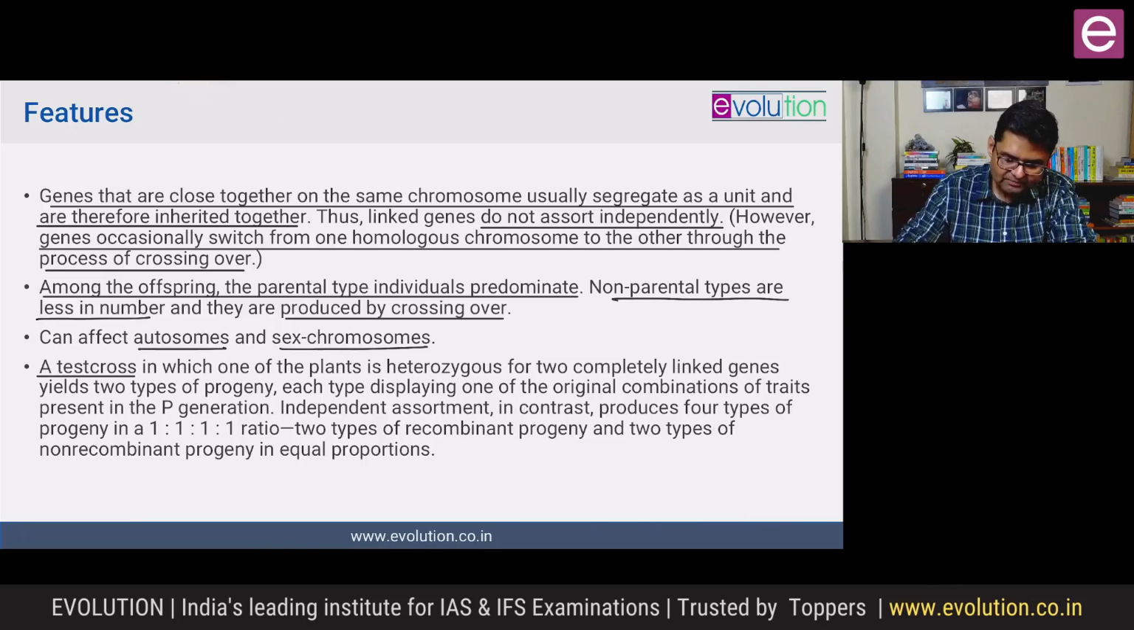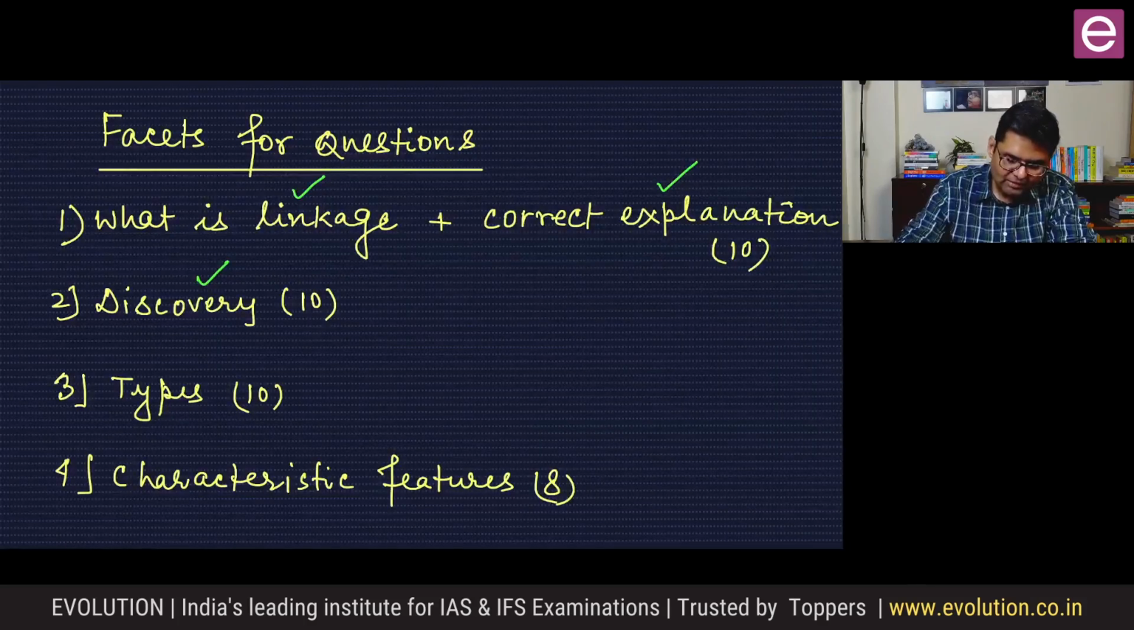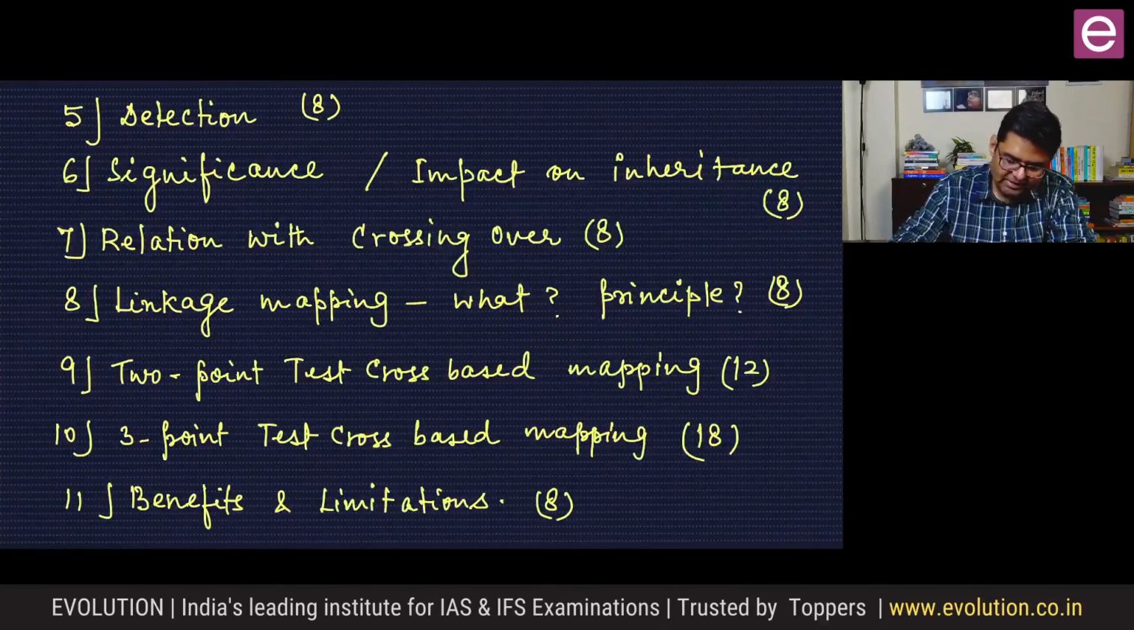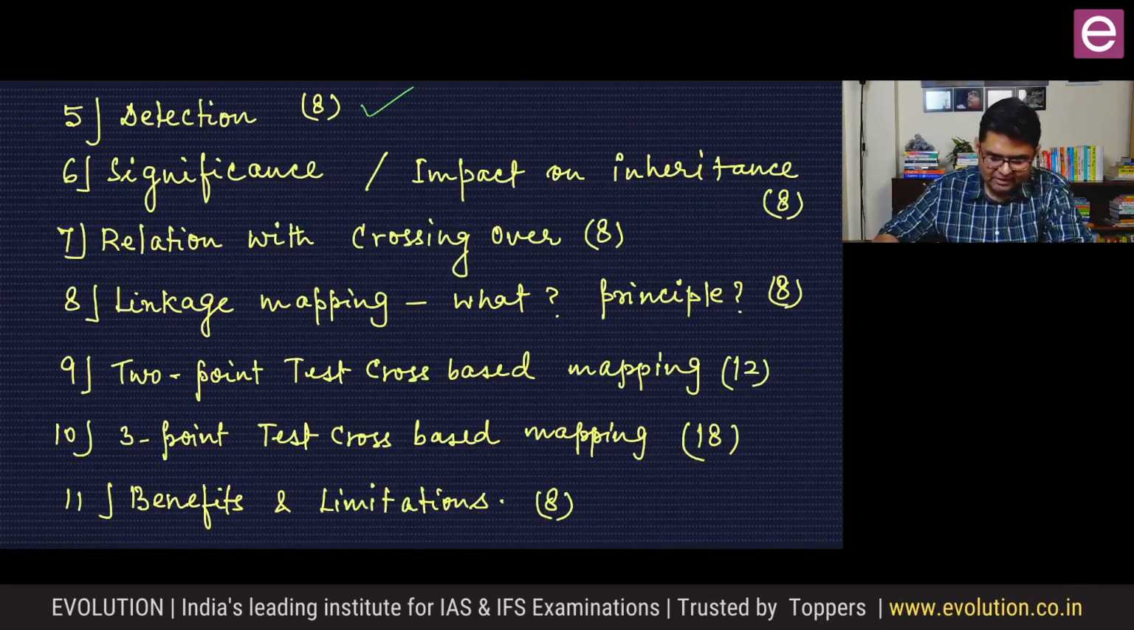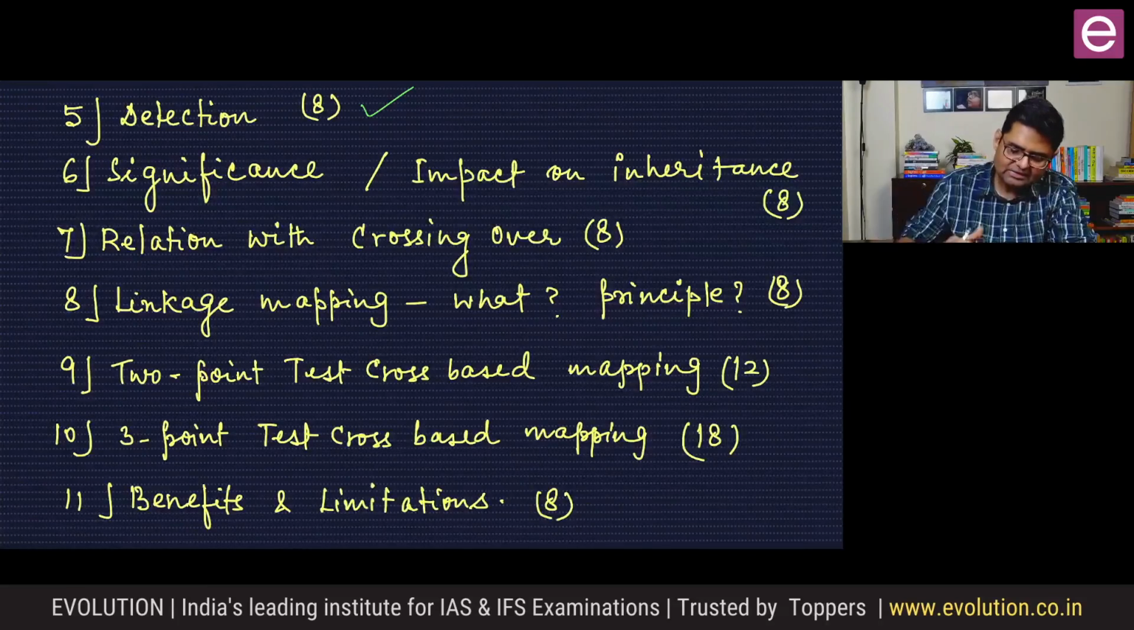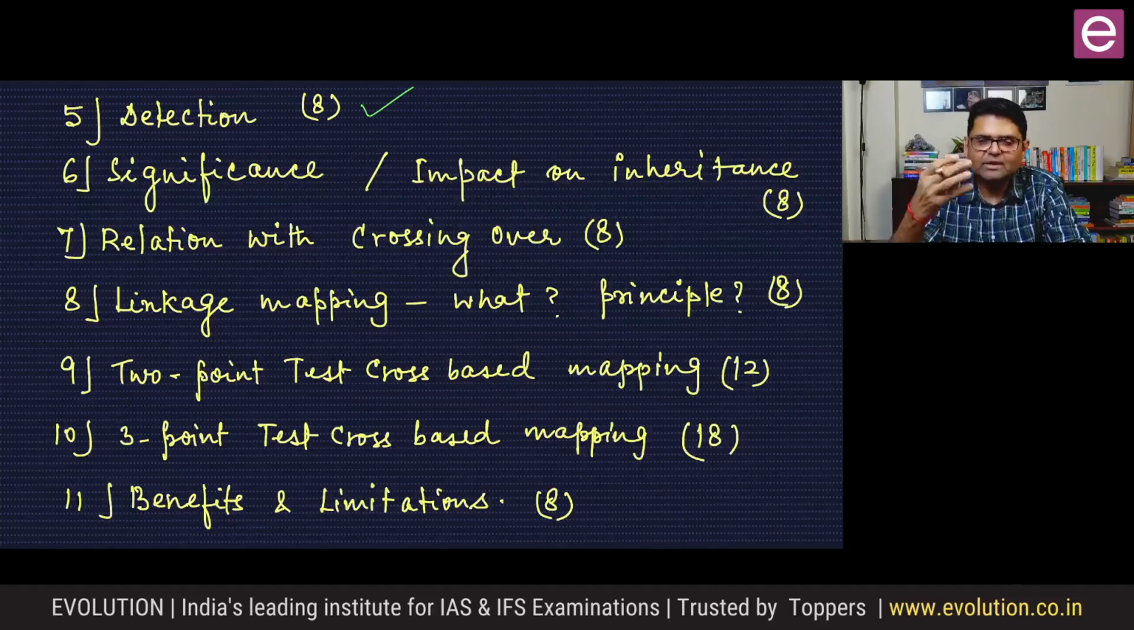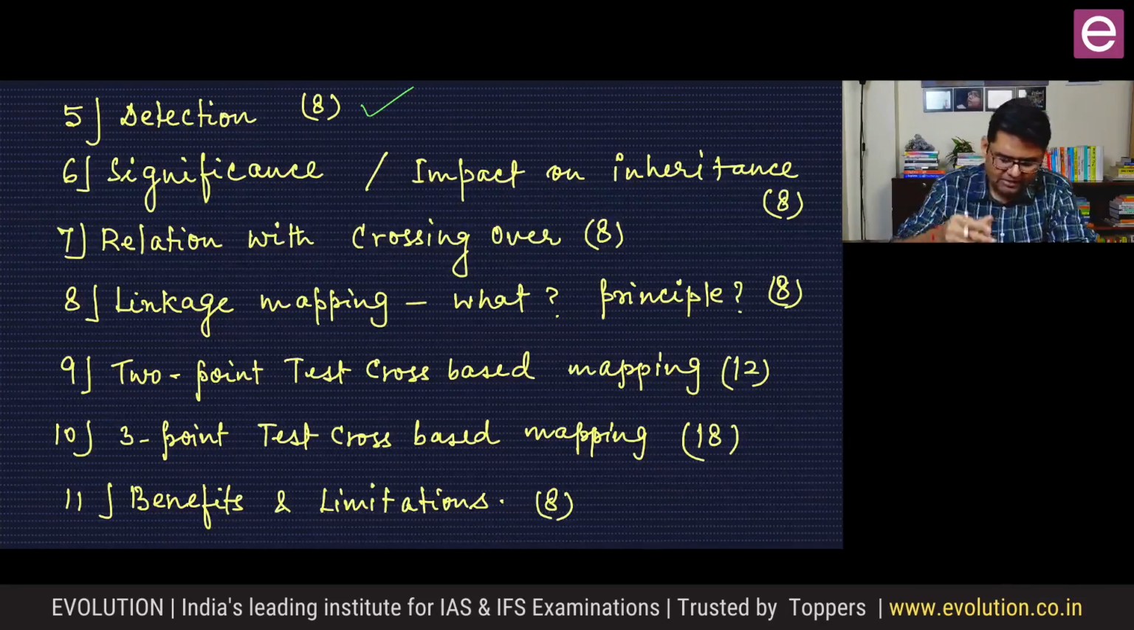Going back. So now we are understanding the types also and characteristic features also and detection also. We are now left with these two things: significance, impact on inheritance. We very well know what is the impact on inheritance. It causes the deviation from Mendelian ratios, I'm going to come to that. Let's go to the next concept now.